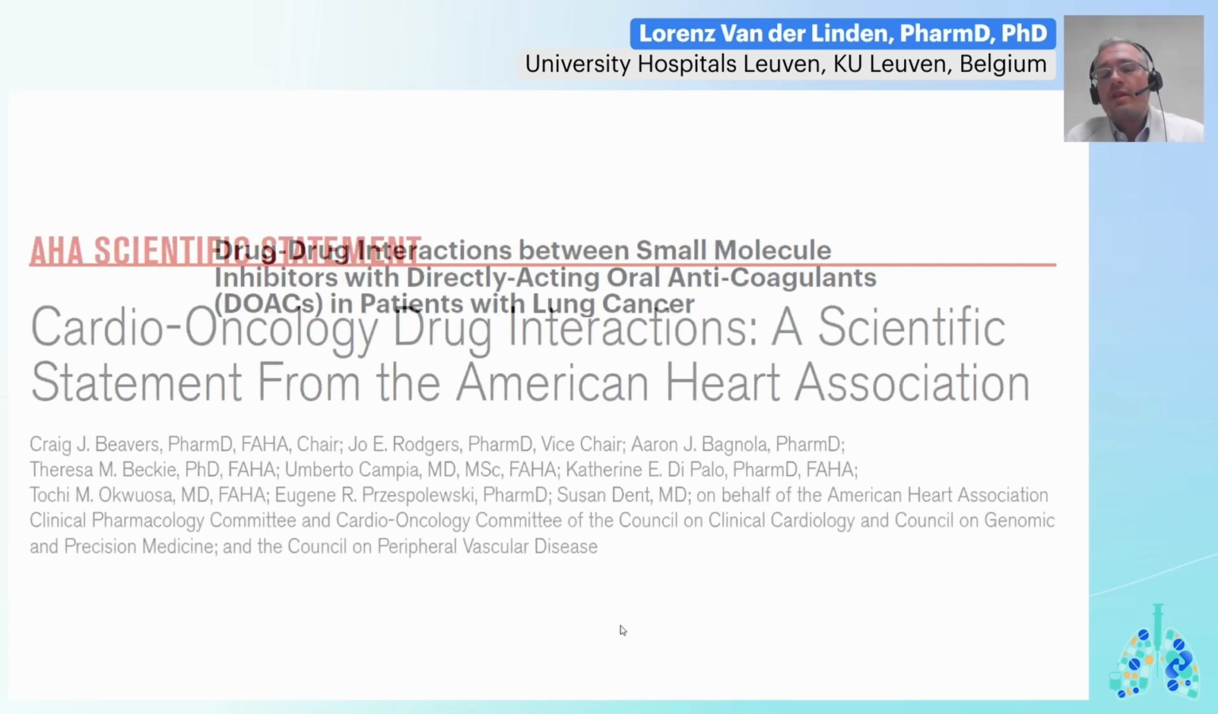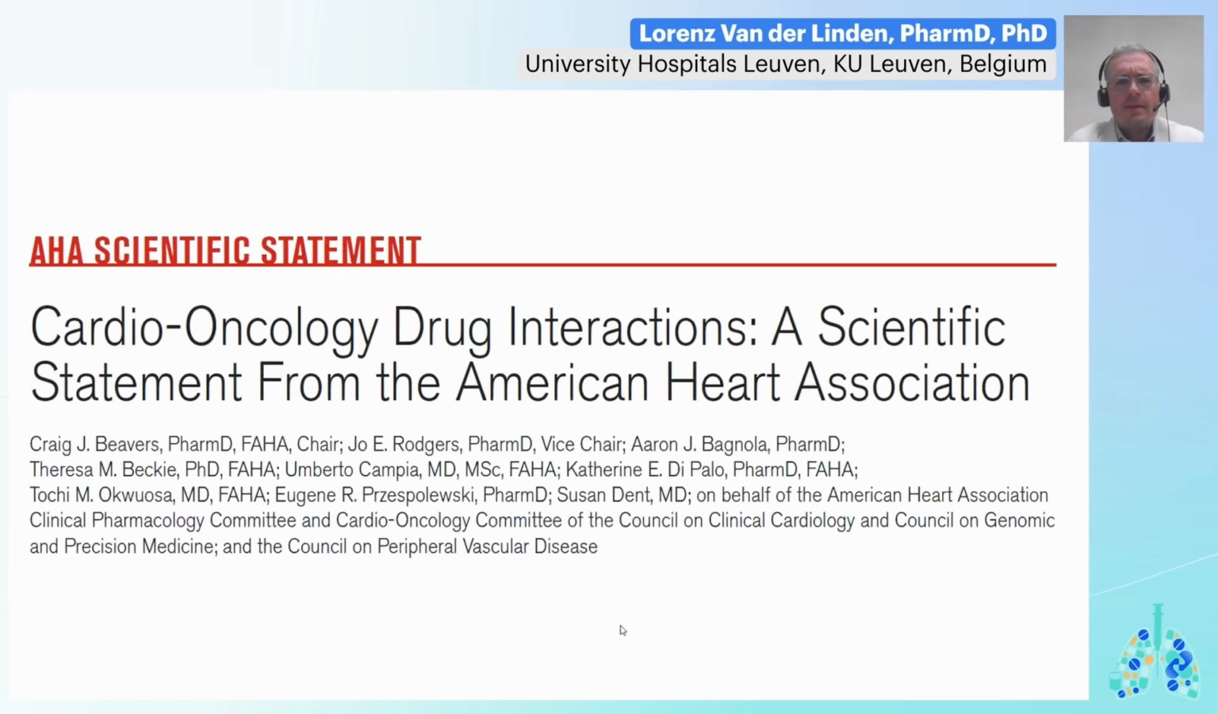First, drug-drug interactions are so prevalent in the cancer setting that the American Heart Association has put out an excellent review paper on this topic, how to manage these interactions. I highly recommend this paper. It's very nuanced and rather complete, actually.